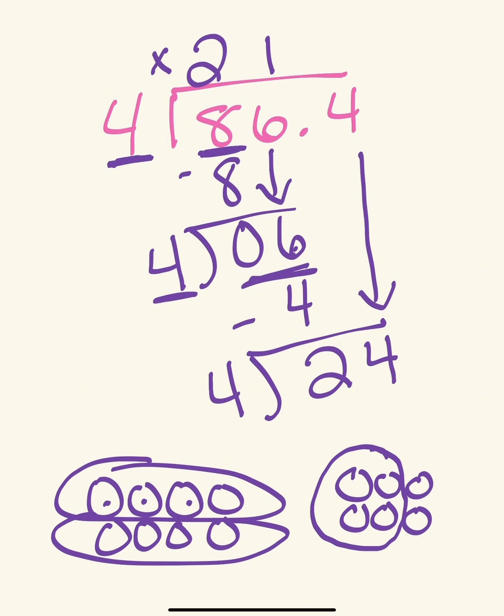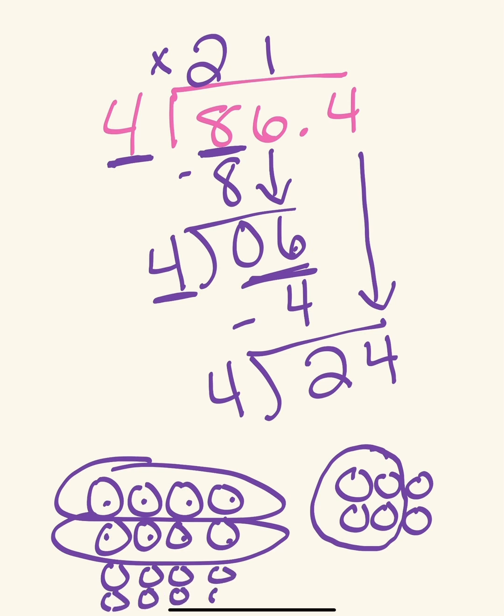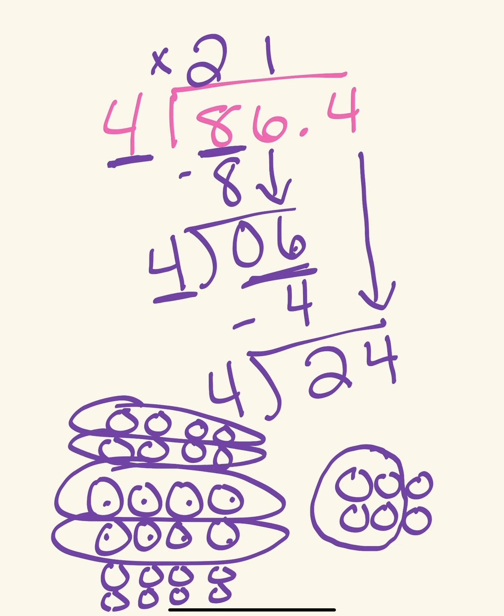Well, 1, 2, 3, 4, 5, 6, 7, 8, 9, 10, 11, 12, 13, 14, 15, 16, 17, 18, 19, 20, 21, 22, 23, 24. That's 1, 2, 3, 4, 5, 6. And I'm just drawing the pictures out so that we can make sure that we have a visual understanding of division and what it looks like. 6 times 4 is 24.